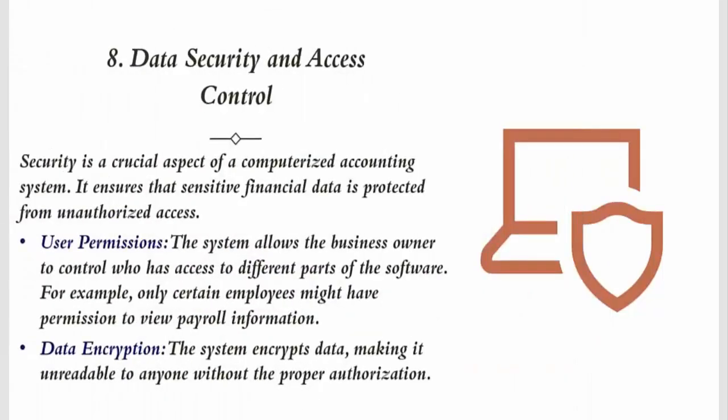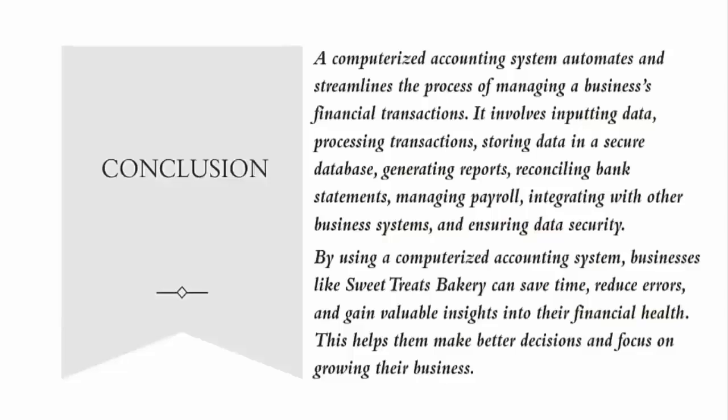8. Security and access control. Security is a crucial aspect of a computerized accounting system. It ensures that sensitive financial data is protected from unauthorized access. User permissions. The system allows the business owner to control who has access to different parts of the software. For example, only certain employees might have permission to view payroll information. Data encryption. The system encrypts data, making it unreadable to anyone without the proper authorization.